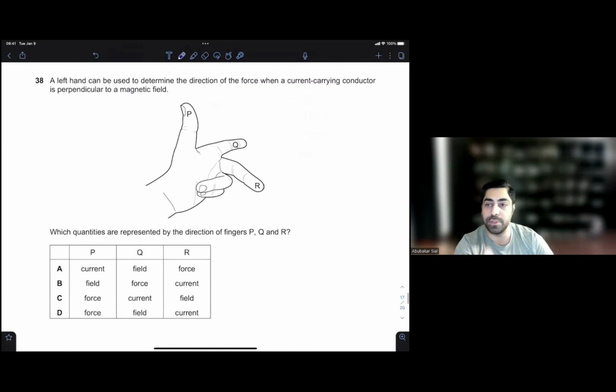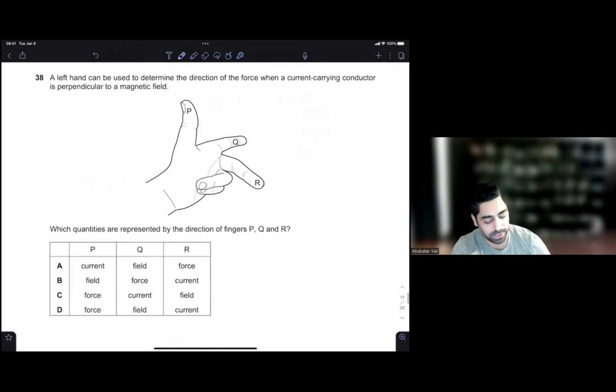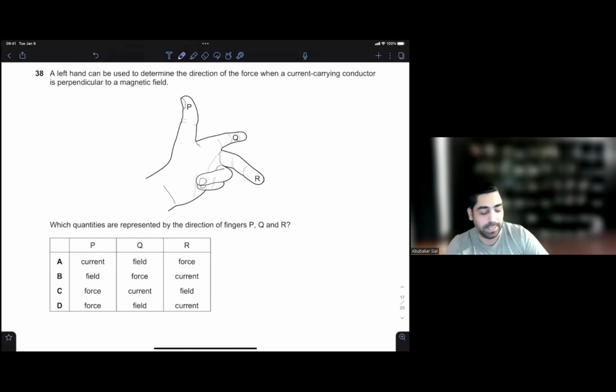38 is a simple demonstration of Fleming's left-hand rule. So we know how that works. For the first one, again, if I were you, I would not pick choices directly. I'd first do this: force, let's say magnetic field, and this one shows current. And now I would just pick the choice.